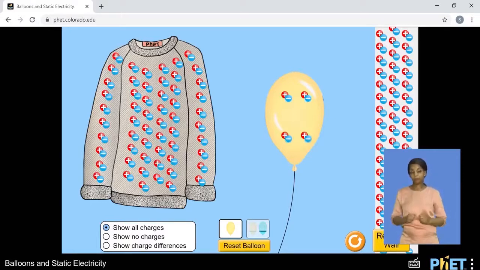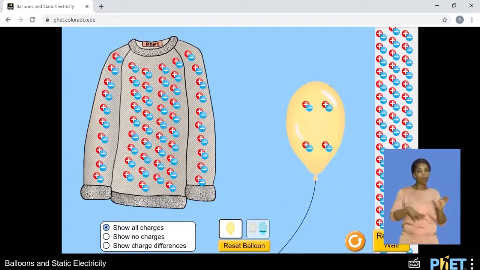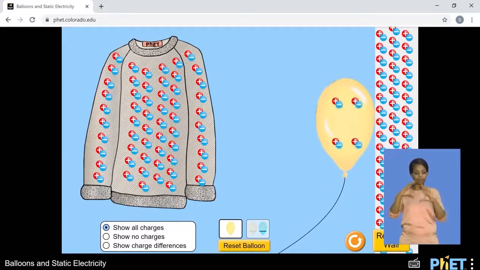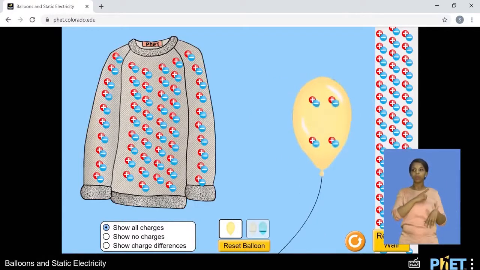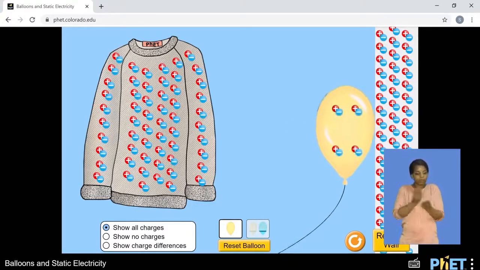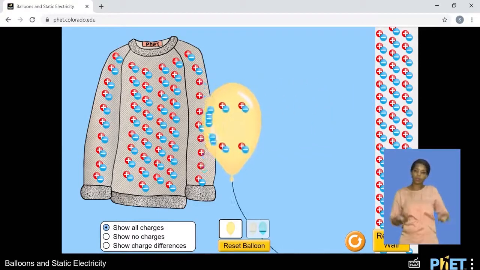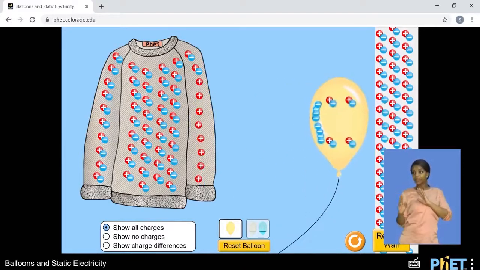So if we take the balloon to the wall, you'll realize that there's not much happening there. Why? Because both of them are actually neutral, and both of them are actually insulators. Now, the charge cannot be transferred between those two. However, if we do the opposite, you go to the jersey, there is that observation.